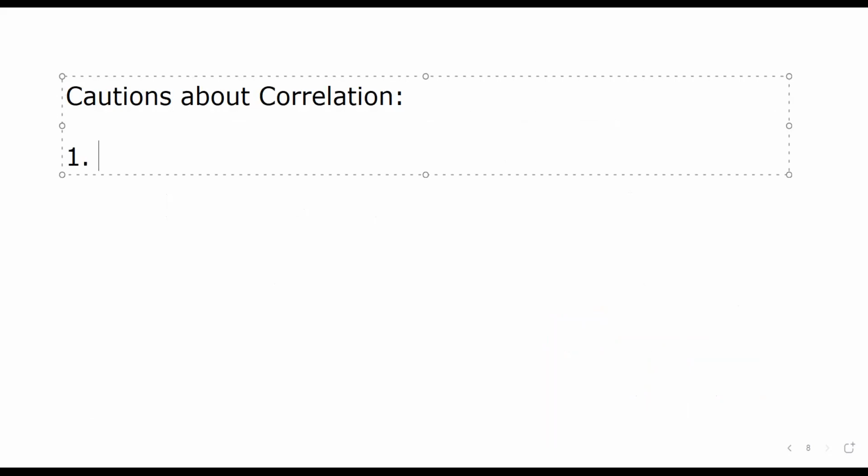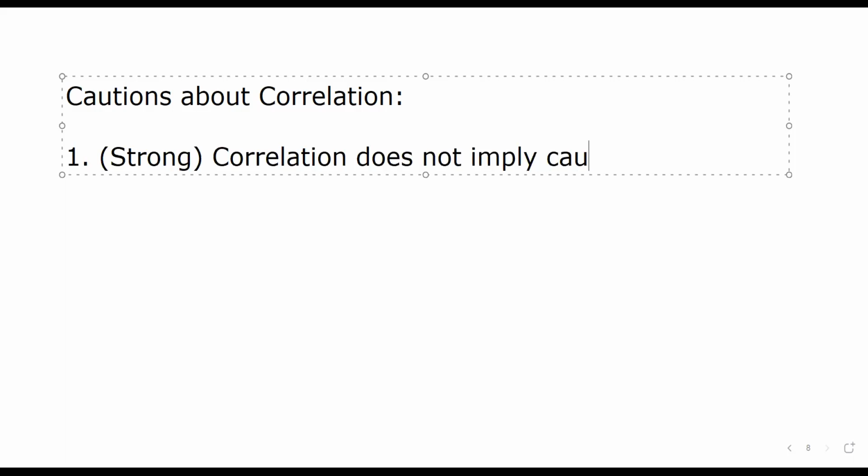Number one, you've heard this before. And I'm going to put the word strong in the front of this. Strong correlation does not imply causation. I don't care if it's perfectly linear. Well, if it's perfectly linear, there might be an exception there. But a strong correlation does not imply causation.